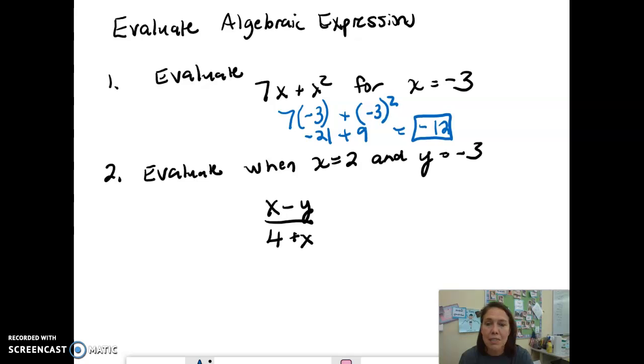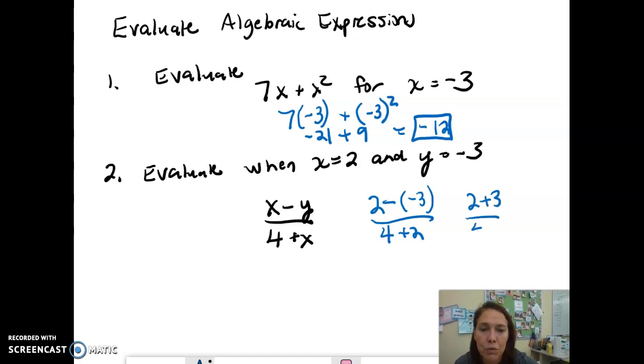Number 2, just same concept, just a little bit different looking, in that you have a fraction, and you're also going to have to deal with a minus 3 in just a minute. So looking at this expression, instead of x, I'm going to make that a 2, and then minus, and I'm going to put this y in parentheses. So that minus is going to go before the negative 3 over 4 plus 2, because x is 2. So now I have the minus 3, which is plus, so 2 plus 3 over 4 plus 2. So that's just going to end up being 5 over 6, and that's going to be your answer.